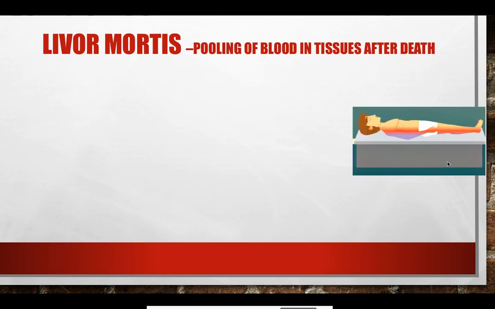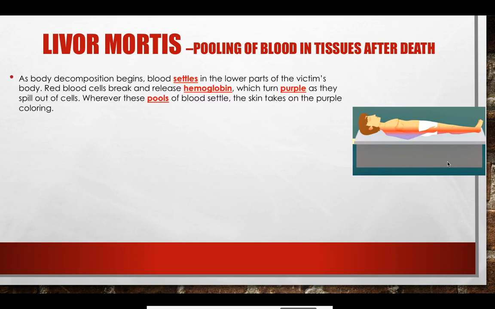All right. Our next topic is livor mortis, which sounds very similar to rigor. So we have to kind of keep these straight in our heads. And this actually has to do with the pooling of blood in our tissues. Right? Our body is made up of blood, and that is kind of the life force. However, once we pass away, it does stop circulating and it kind of settles in our body.